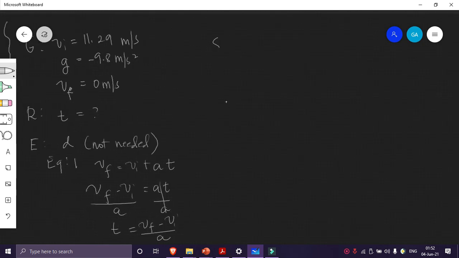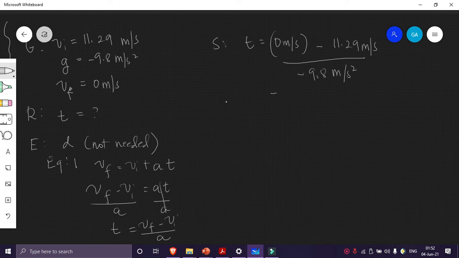Solve na natin siya. So, solution, that will be T is equal to Vf, which is 0 meters per second, minus Vi, which is 11.29 meters per second, over acceleration, which is negative 9.8 meters per square second. Then simplify natin. Wala na siya. That will be negative 11.29 divided by negative 9.8 meters.